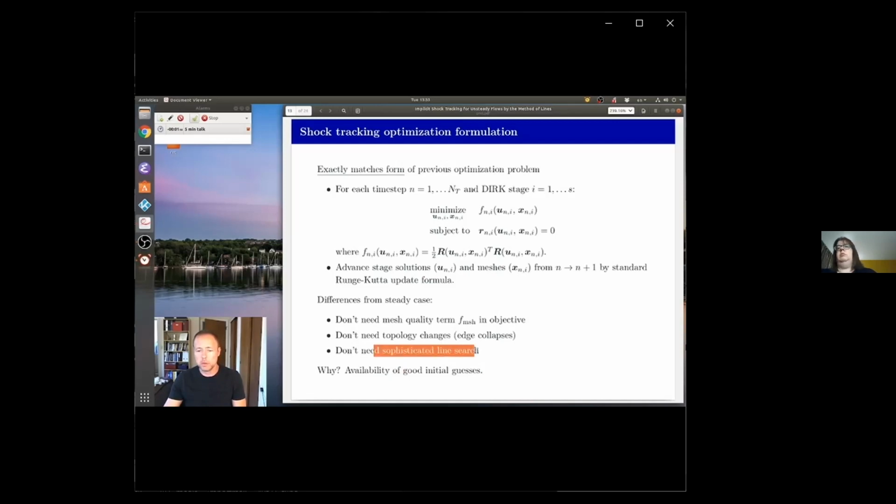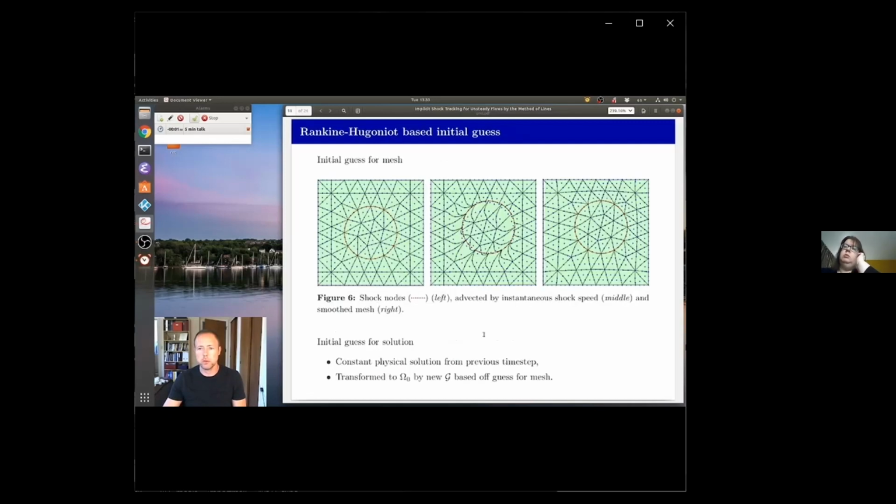And we don't need other sophisticated line searches. Again, we have very good initial guesses, and these initial guesses are good not just for the solution, but for the mesh as well. So for the mesh, using a Rankine-Hugoniot-based estimator, we can actually move the interface itself. In general, that will mess up the mesh a lot and invert it, so we do some smoothing. And that's our initial guess for the new mesh position. For the solution, we can, for example, use the one from the previous time step.